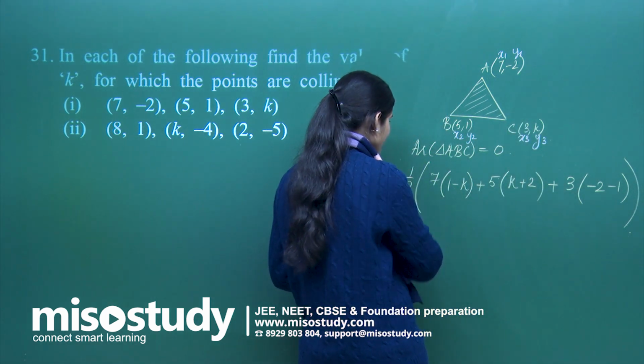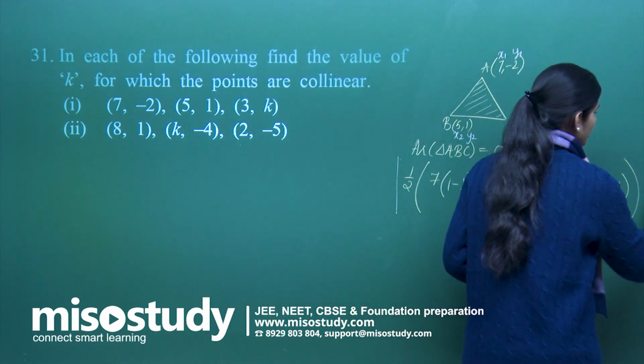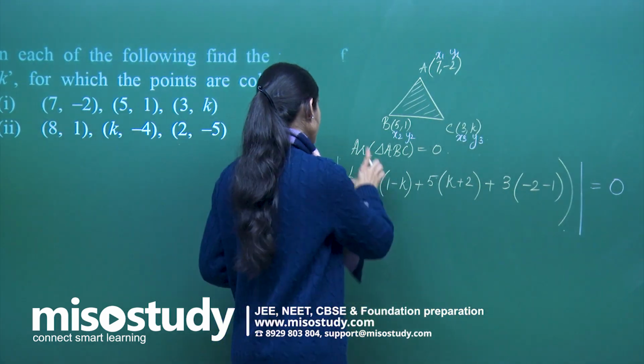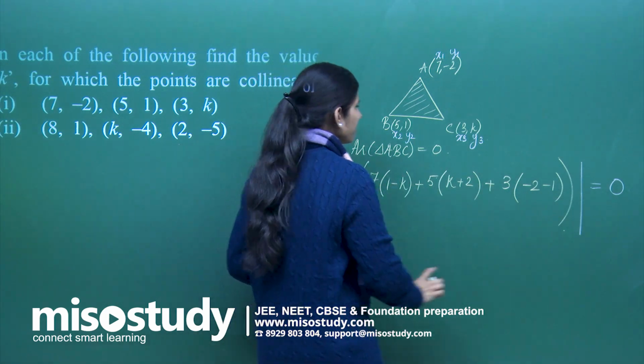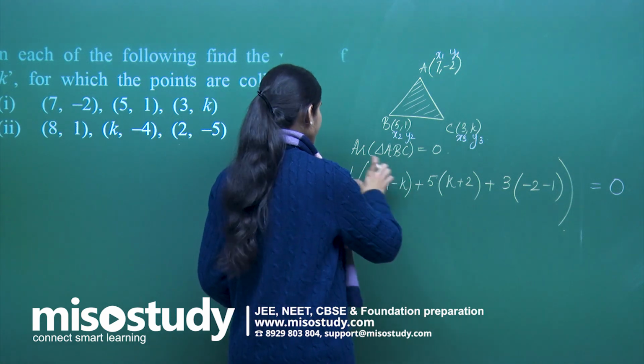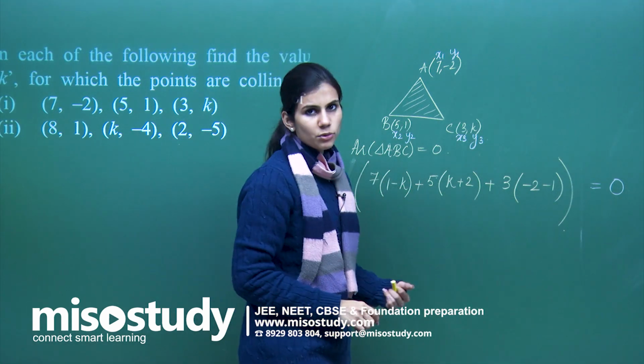This area actually is mod also. This area is 0. But you know, mod of anything is 0 if and only if that thing is 0. So mod of this thing is 0 implies this thing is 0, and half into anything is 0 means that thing is 0. So even half you can remove.